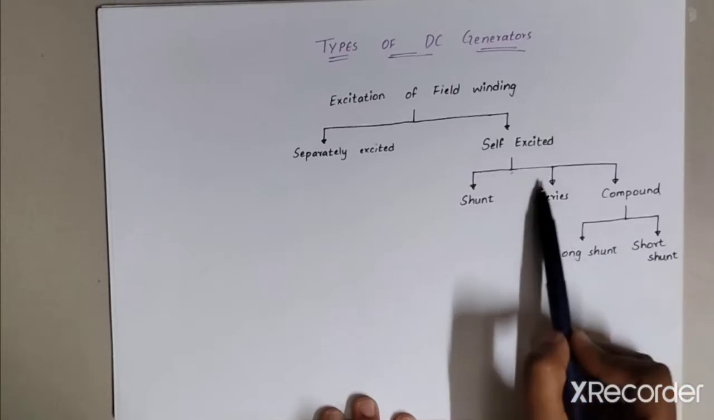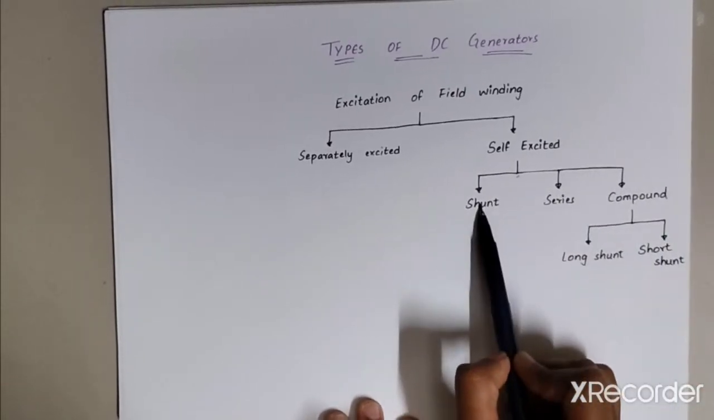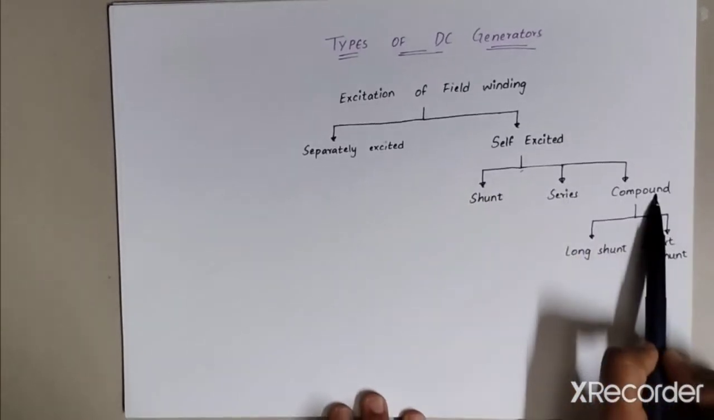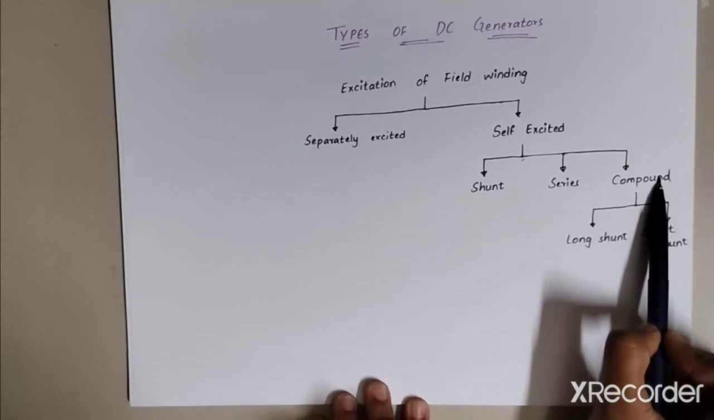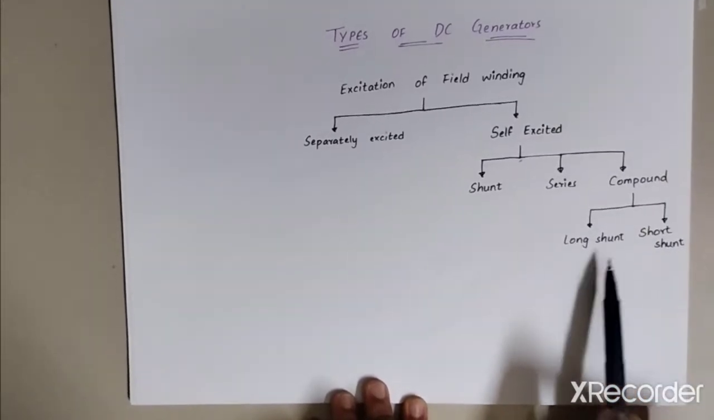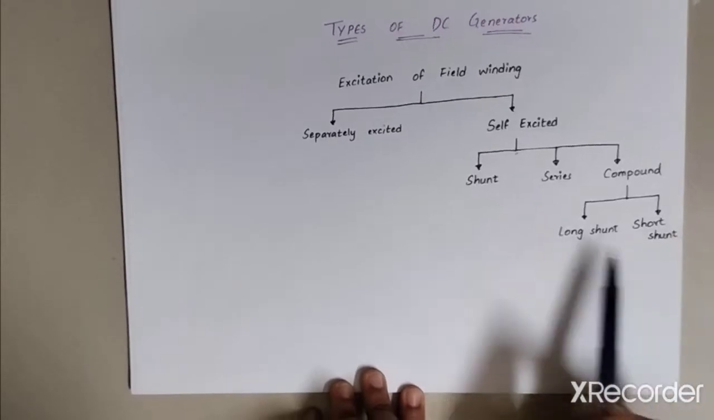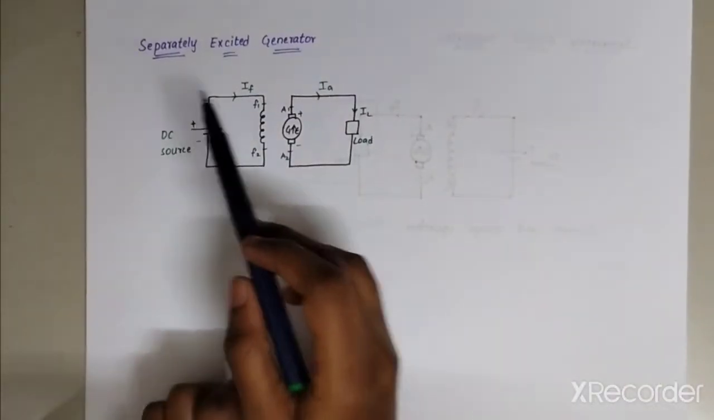Self-excited are again classified into three types. They are shunt generators, series generators and compound generators. And compound generators are again classified into long shunt generators and short shunt generators. Now let's see each type separately.